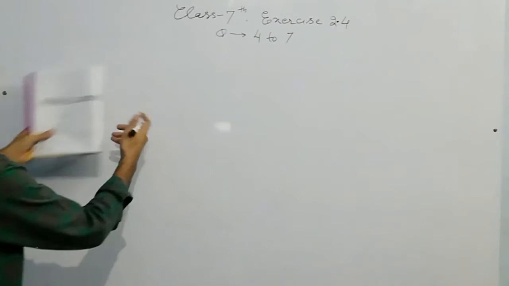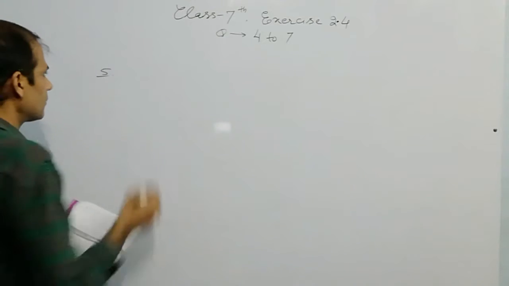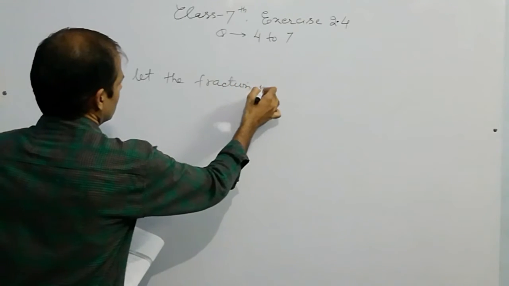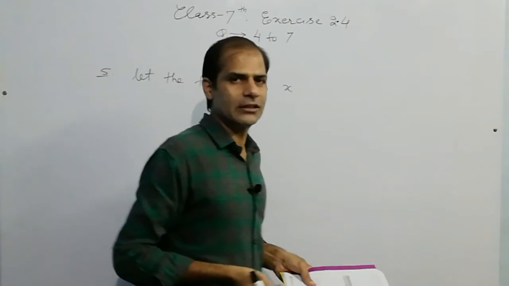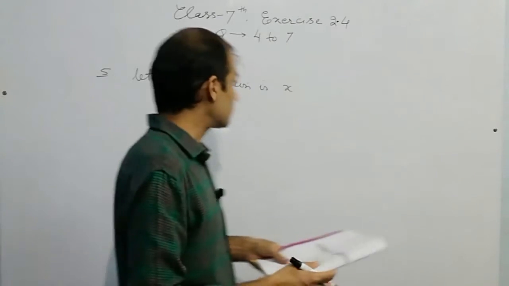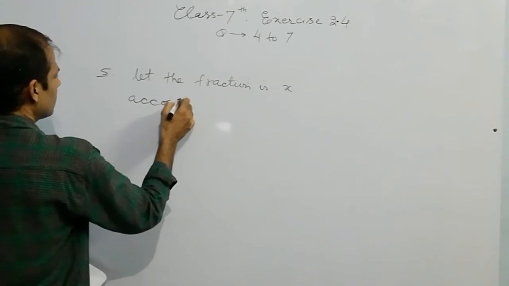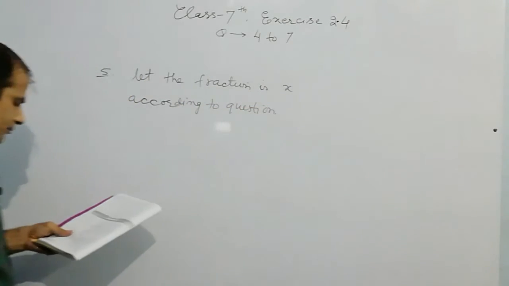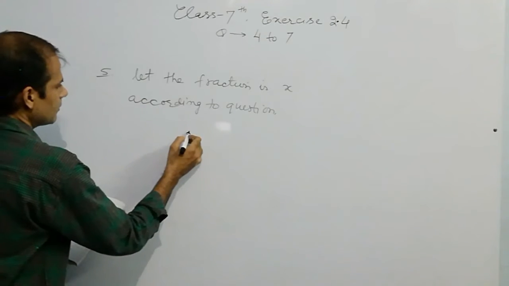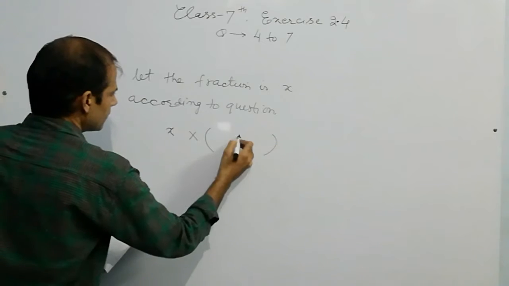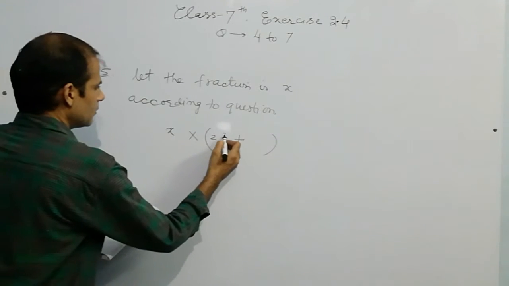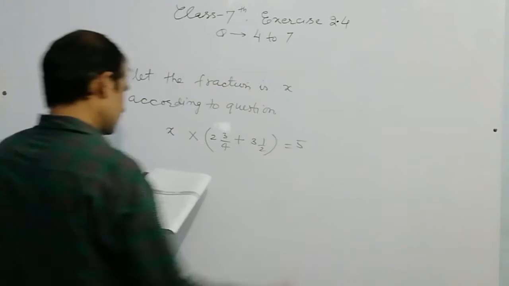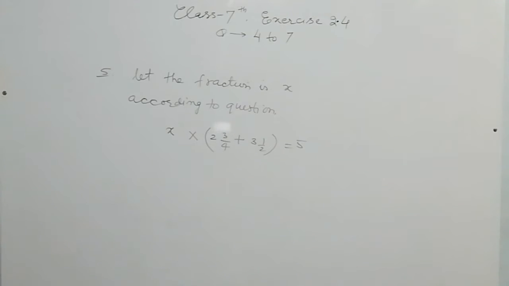Find the fraction. So for the solution of fifth question, let the fraction be x. Simply, because a fraction has some value, we assume it as x. Fraction is x. Then you have to write, according to question, the product of fraction and the sum of 2 and 3/4 and 3.5 is 5. Find the fraction. So we have to simplify this.